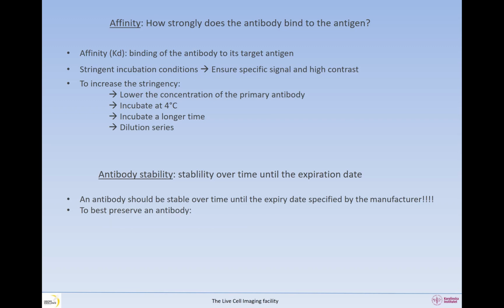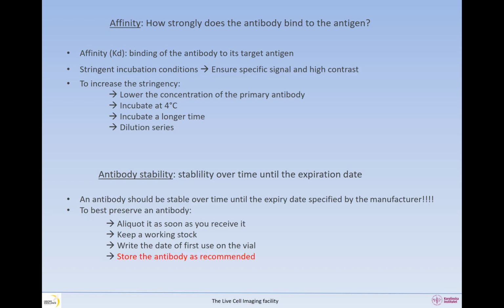Antibody stability, which is also important, as I said, is a piece of information that the antibody should be stable over time, under the expiration date. And to preserve this for an antibody, aliquot as soon as you receive it, keep a working stock, write the date of the first use on the vial, and most important, store the antibody as recommended. If the antibody expires and you still use it, keep a critical mind as you are looking at your images.